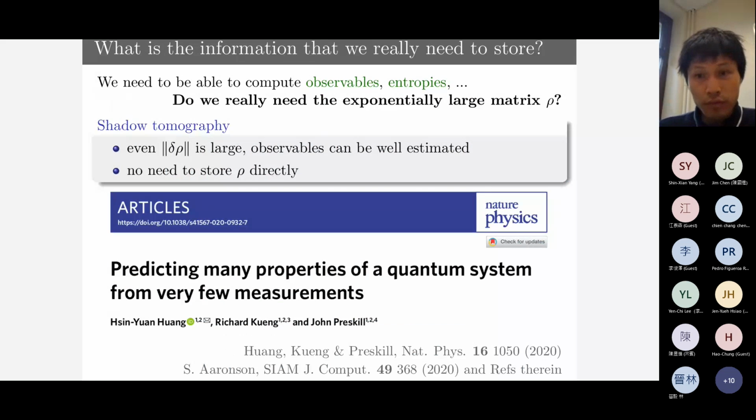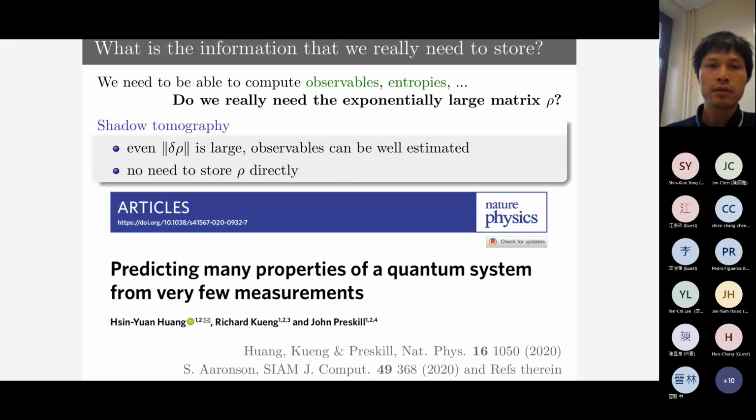In this situation, the sensible question to ask is, is it really important that we estimate this exponentially large matrix rho? In fact, in most cases, we are not interested in rho itself. We never, or hardly ever, use the information in the matrix elements of rho. We only use certain derivative information from rho. For example, we want to compute a certain observable, or we want to compute the entropies or something like that. The rho itself is not something we are interested in.